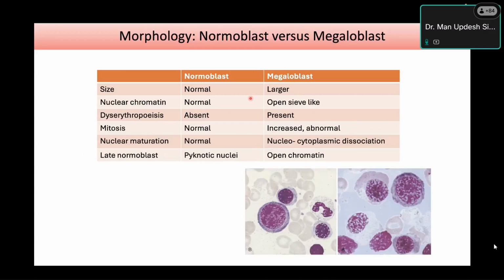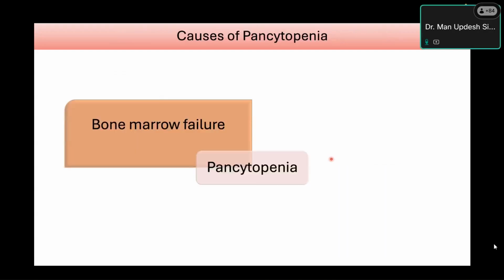Right? So you have larger size cells in megaloblastosis with open sieve-like chromatin. Dyshematopoiesis may be present, mitosis is increased. There's nuclear-cytoplasmic asynchrony or dissociation. There might be hemoglobinization, but the nucleus is not maturing. Nucleus is still opened up. Obviously, there is opened up chromatin. So that's how megaloblast is there.